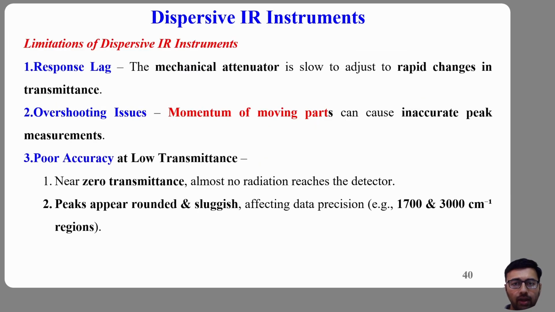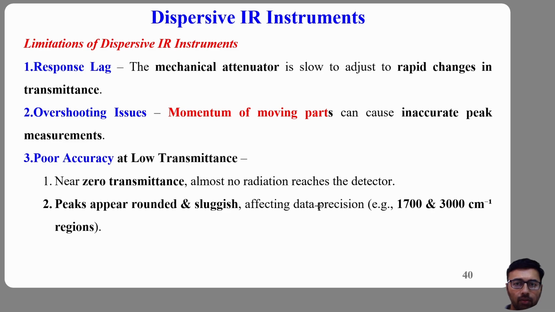But despite their elegance, dispersive instruments suffered from serious limitations, and these limitations ultimately led to the rise of FTIR spectroscopy. First limitation is response lag. Because the system relies on physical moving parts, it cannot respond instantly. The motor and attenuator require time to move.